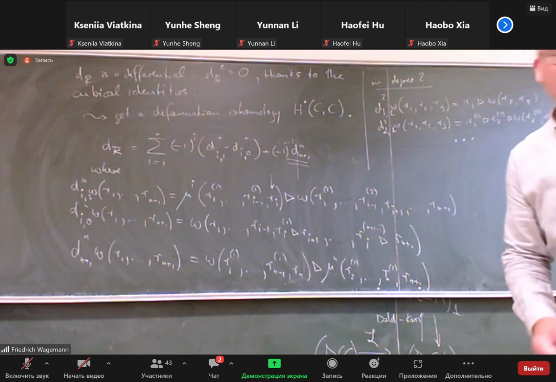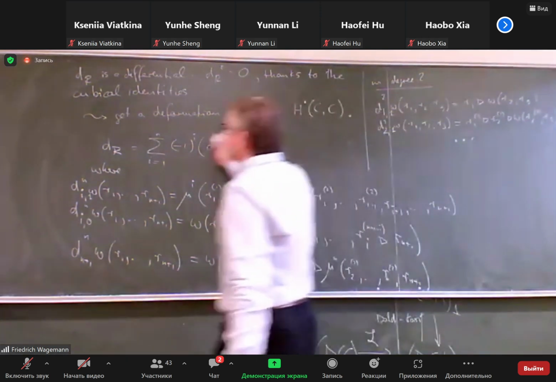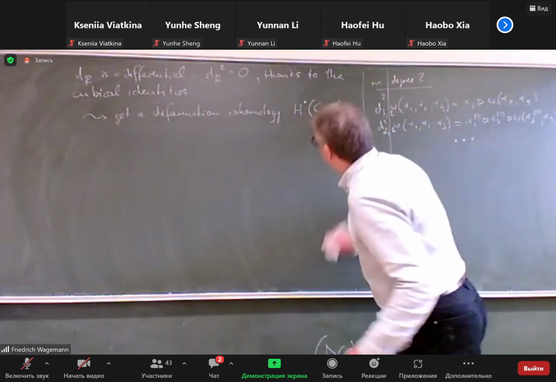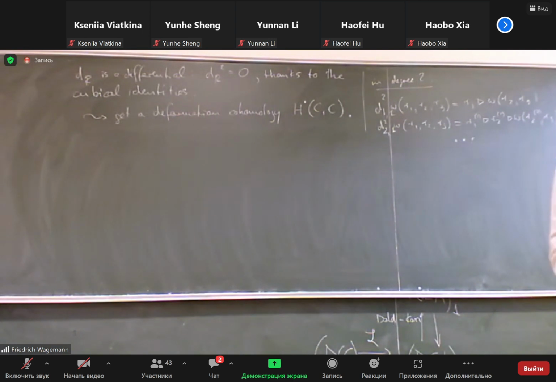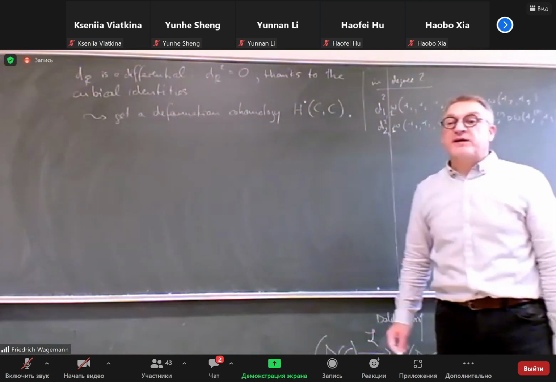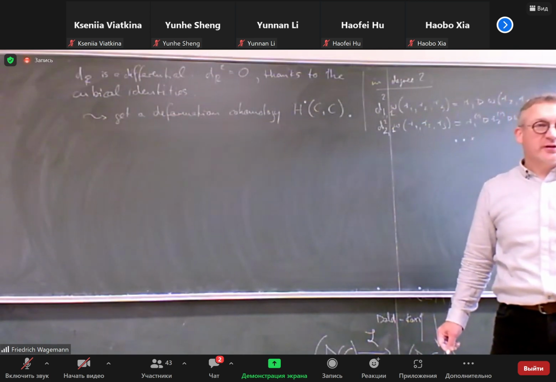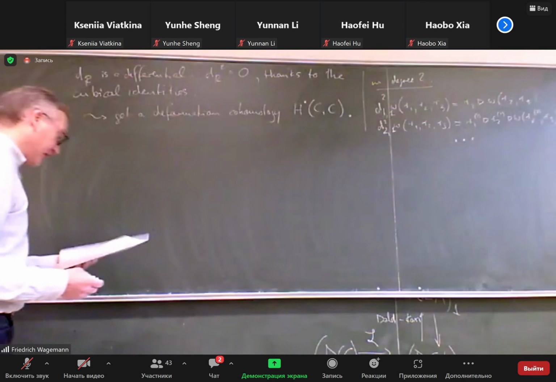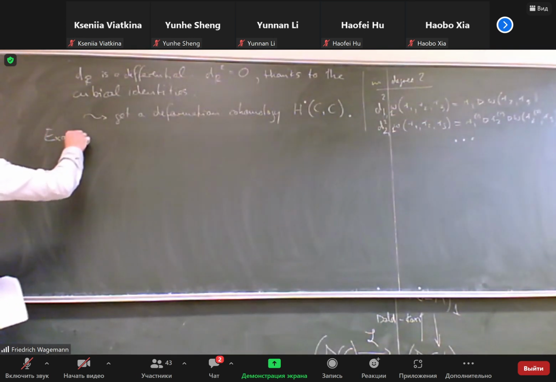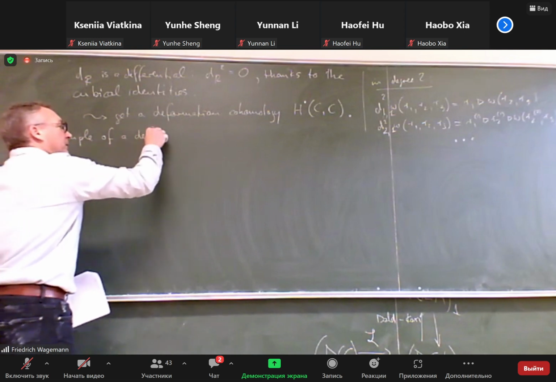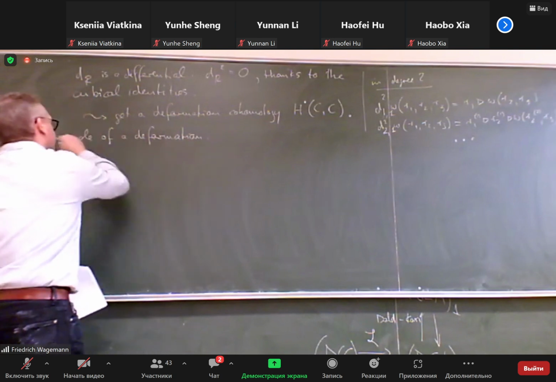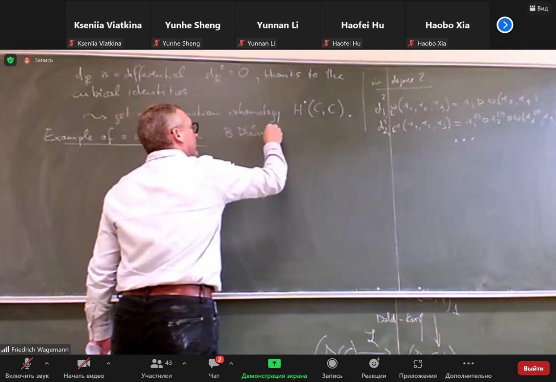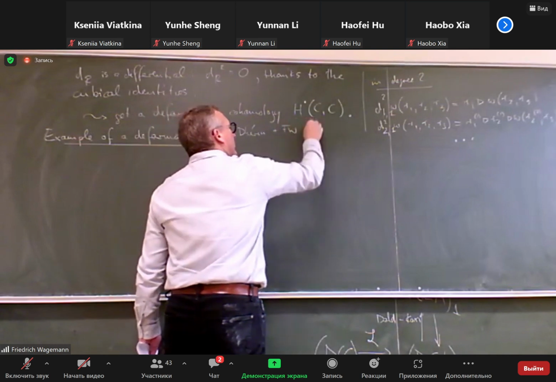Okay, so when talking about deformation cohomology, why did we introduce a deformation cohomology? In fact, we introduced a deformation cohomology because we wanted to express a deformation. We had a deformation and we wanted to know in which deformation complex it lives. So an example of the deformation. This is together with Leibniz in 2015.